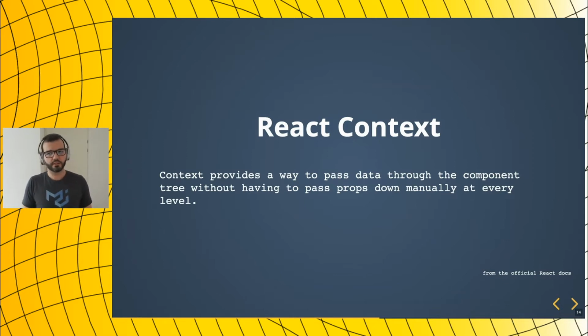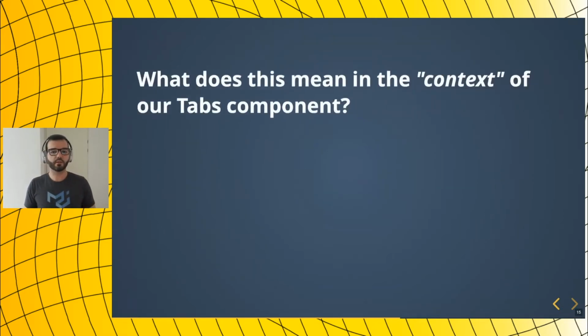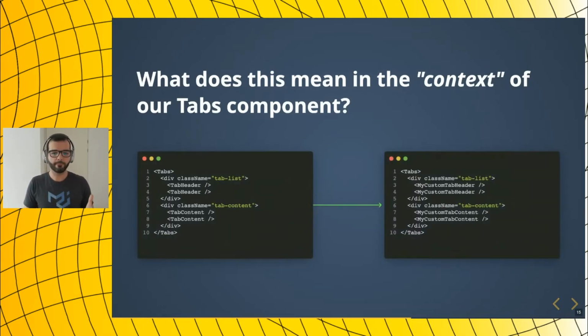But let's actually see what this means in the context of our tabs component before we continue. So basically what we want, if you look on the left side here, we have a typical structure of a tabs component. You have your tabs wrapper, and then inside you have a section for tabs header and tabs content. So what we want is for people to swap the components that we're providing out of the box with their own components, my custom tabs header and my custom tabs component.